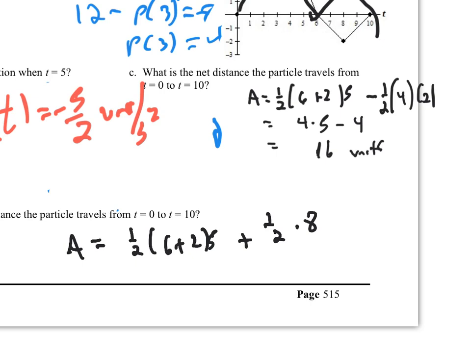So 8 divided by 2 is 4. 4 times 5 is 20. 20 plus 4 in this case now would be 24 units. See how it's different? It's accumulated more.